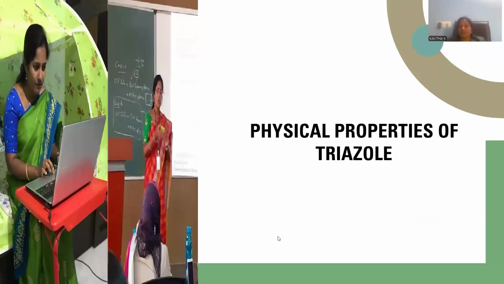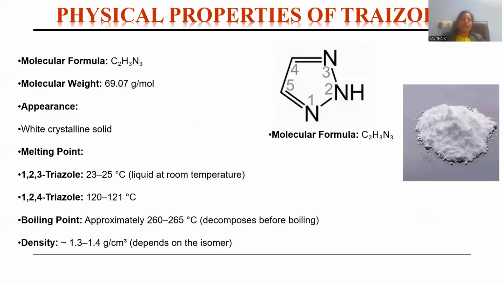By that, we successfully complete the entire process of synthetic protocols to synthesize triazole in viable ways, by laboratory methods and industrial methodologies as well. Let me deal with the physical properties of triazole. How can we explain the physical properties of triazole? The molecular formula is C2H3N3, where two carbons, three nitrogens and three hydrogens are part of this triazole molecule, whose molecular weight is 69.07 grams per mole, and it appears like a white crystalline solid.